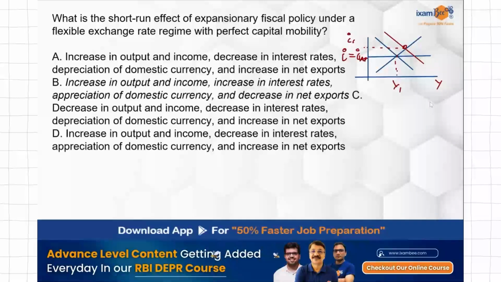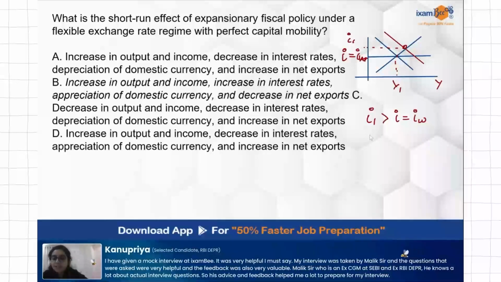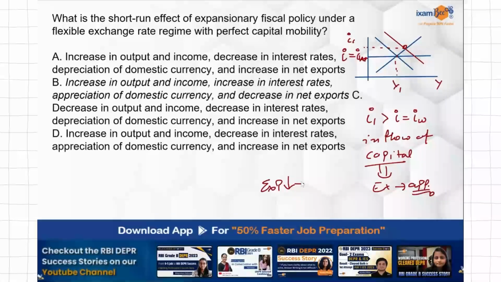Right. Now in this scenario, since I1 is more than i, which is equal to i world, there will be an inflow of capital in India, right? And because of this inflow of capital, the exchange rate will appreciate, right? And when the exchange rate appreciates, what will happen? Exports will be lesser and imports will be more, right? So let's see which option is correct here.